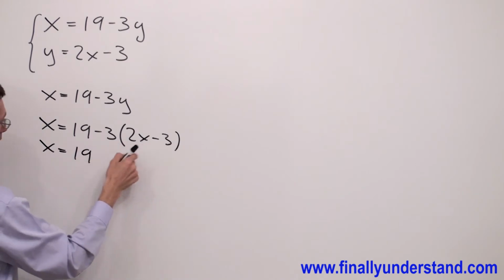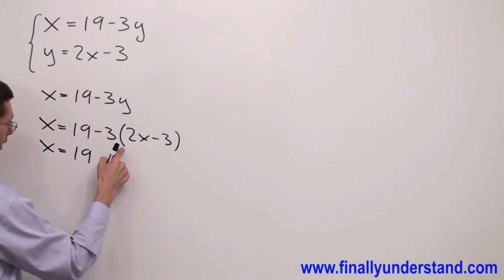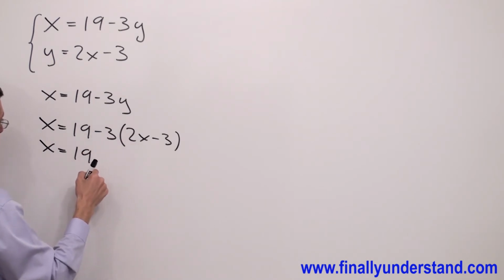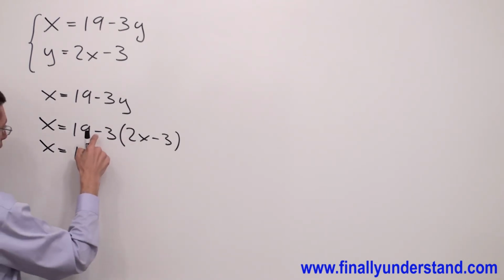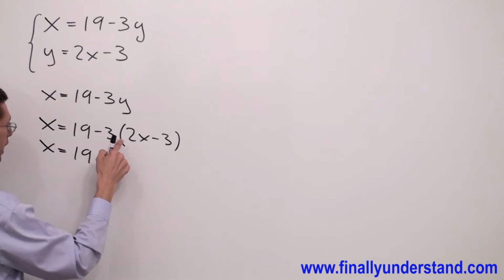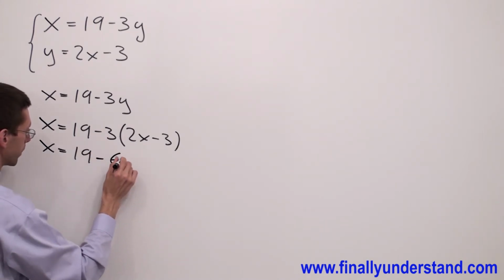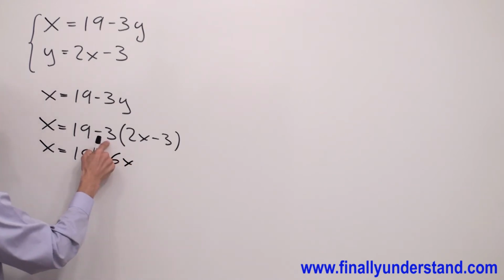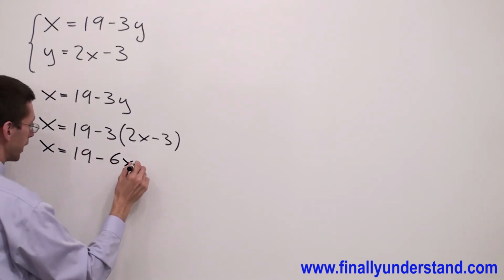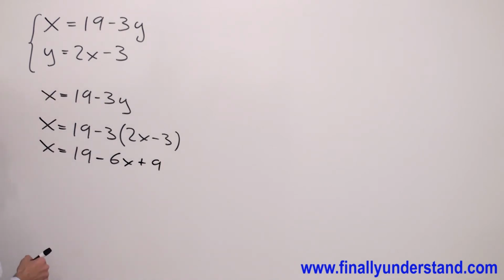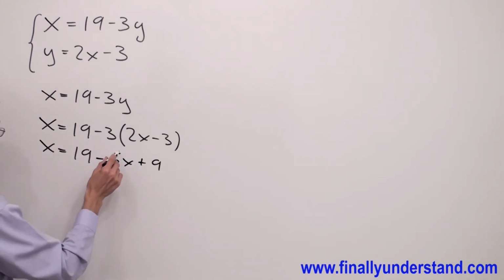I have to eliminate the parentheses by multiplying negative 3 by every single term inside of the parentheses. So I have negative 3 times 2x is equal to negative 6x. Negative 3 times negative 3 gives me positive 9. Next, we're supposed to combine the like terms.